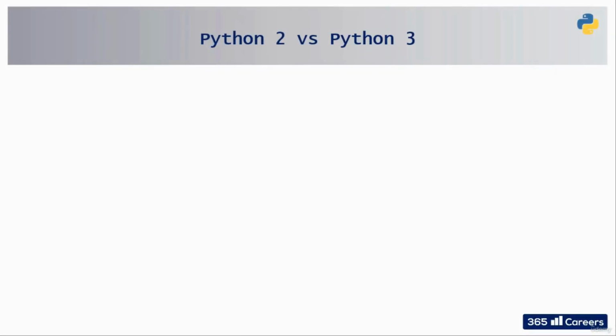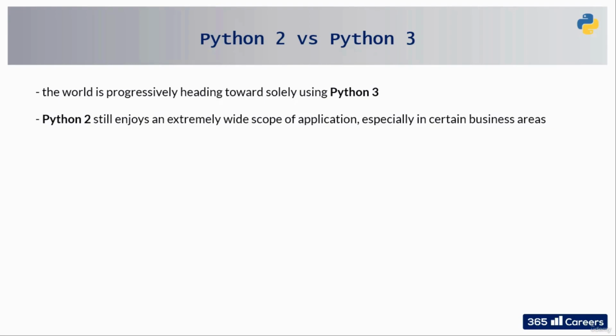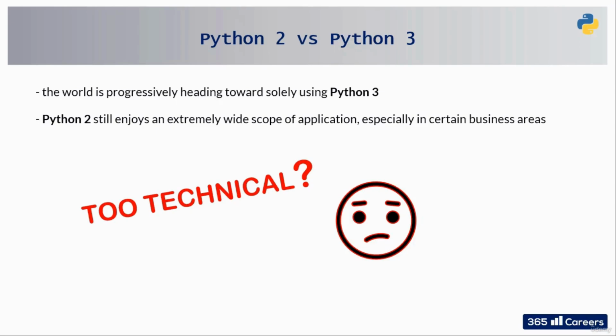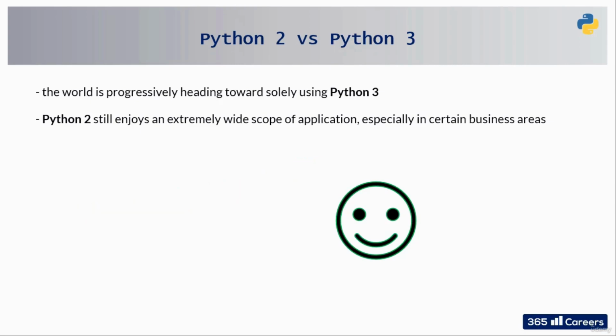There's no doubt it is confusing for newcomers that there's a programming language with 2 actively used versions. And although the world is progressively heading towards solely using Python 3, Python 2 still enjoys an extremely wide scope of application, especially in certain business areas. In the meantime, don't worry if talking about the distinctions between them seems a bit too technical. Now is the right time to introduce this topic, although it will perhaps be understood better when you are more familiar with Python. So, feel free to come back to this video as you advance with the lectures.